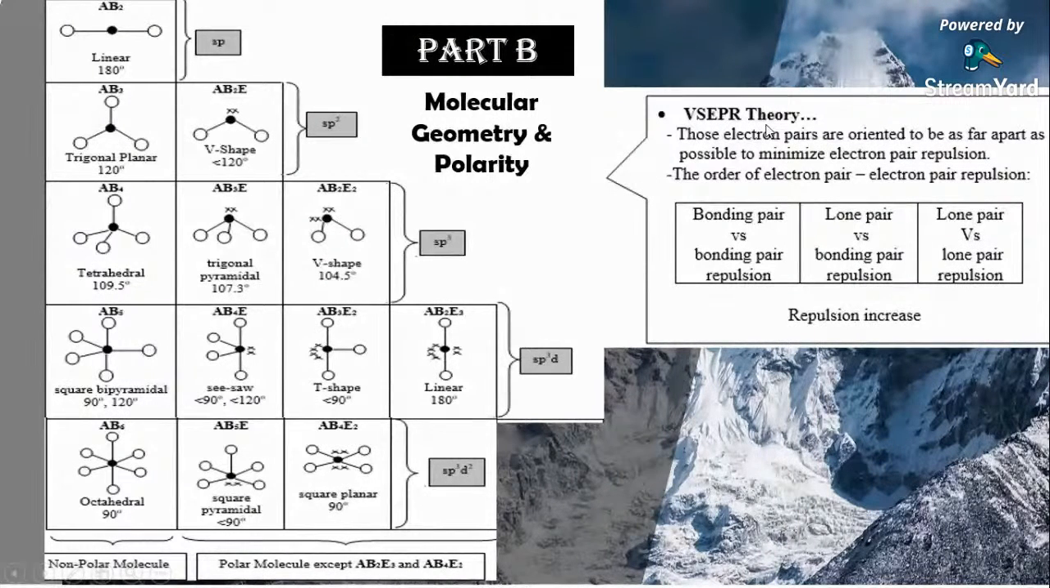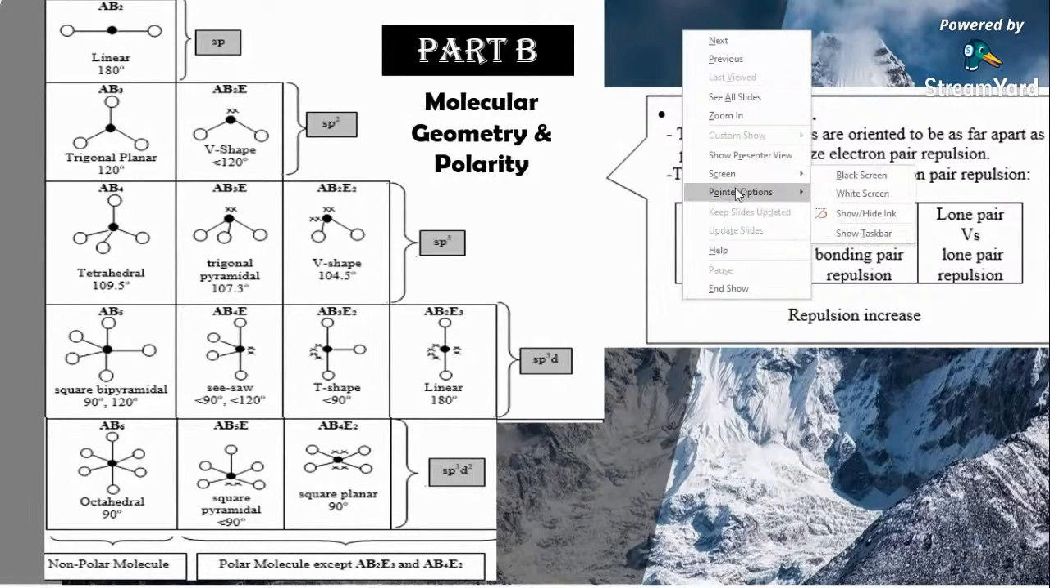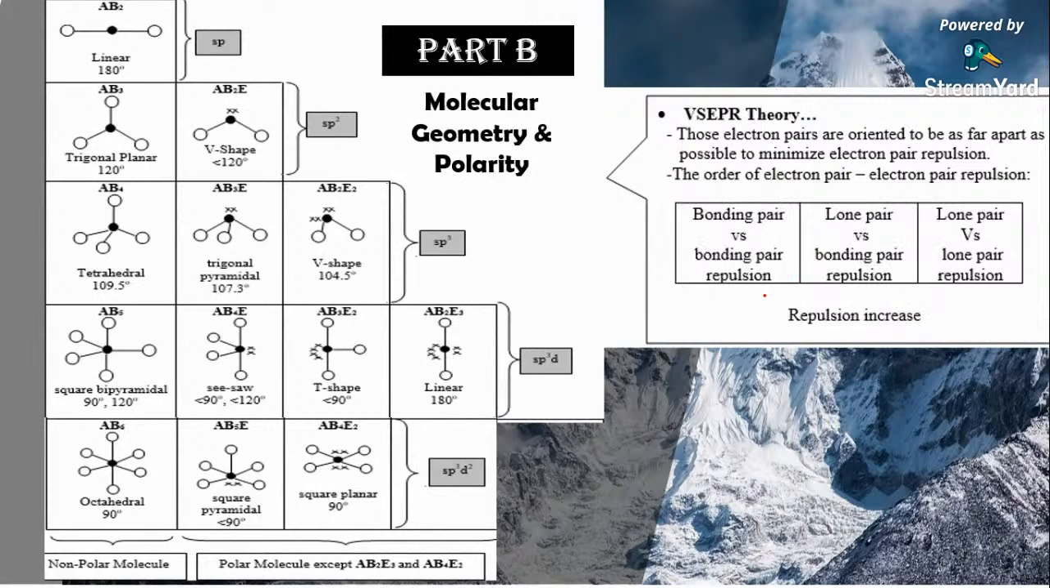What is valence shell electron pair repulsion theory? Those electron pairs are oriented to be as far apart as possible to minimize the electron pair repulsion. There are 3 types of repulsion. Bonding pair is the weakest one, then lone pair with bonding pair, and the strongest one is lone pair with lone pair. That's why the repulsion increases like this. Lone pair is the strongest repulsion.